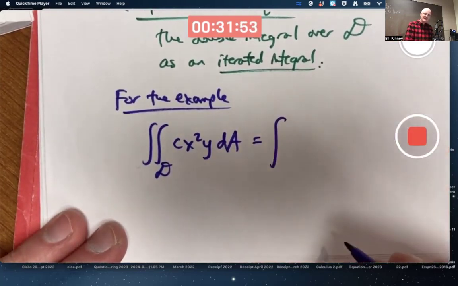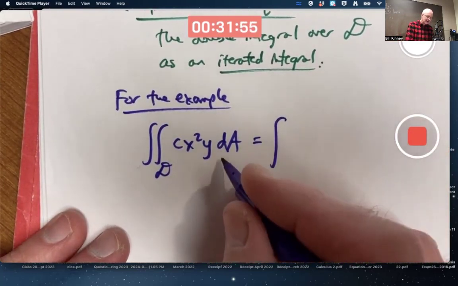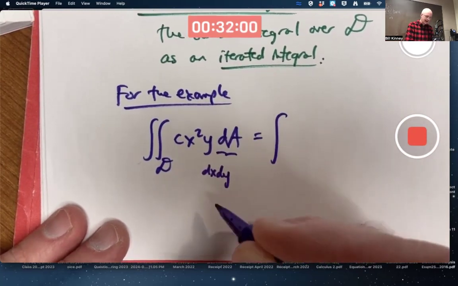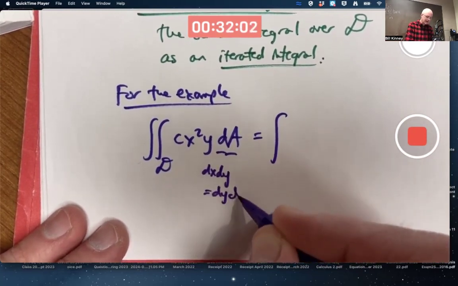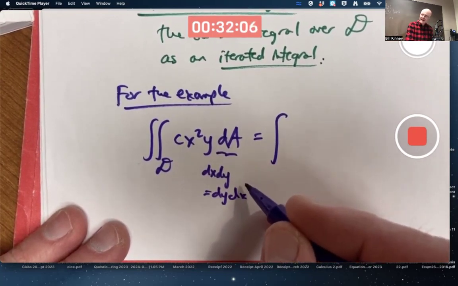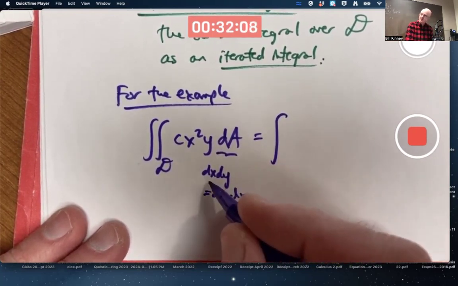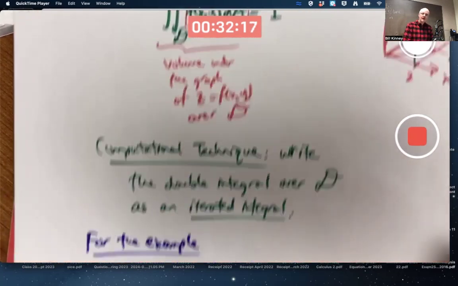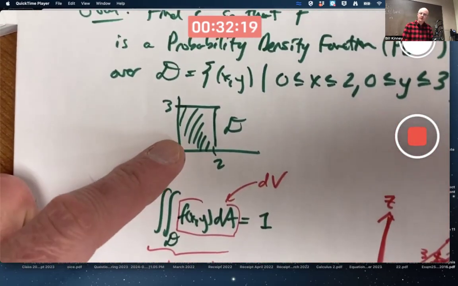Let's do it. Let's use dA equals dx dy. Again, I could also do it as dy dx. Let's do it dx dy. So the inner integral is going to be with respect to x, because the dx comes first. And the outer integral is going to be with respect to y, because the y comes second here. The outer integral, y, look at the picture, goes from 0 to 3.